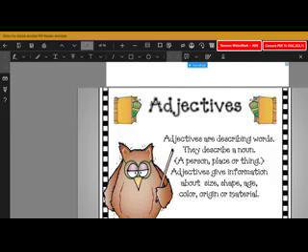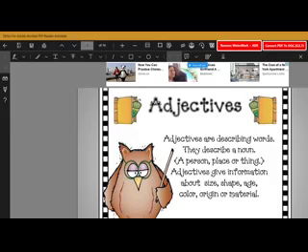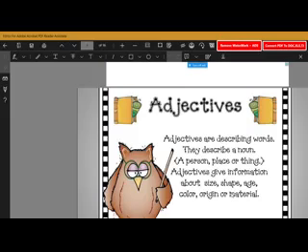Why? Because this word is adding something about the noun or pronoun it qualifies. It means there is a particular word which is describing a particular noun or its pronoun. This word is telling something about the noun or pronoun. As you can see here, it's written that adjectives are describing words. They describe a noun, a person, place, or thing.